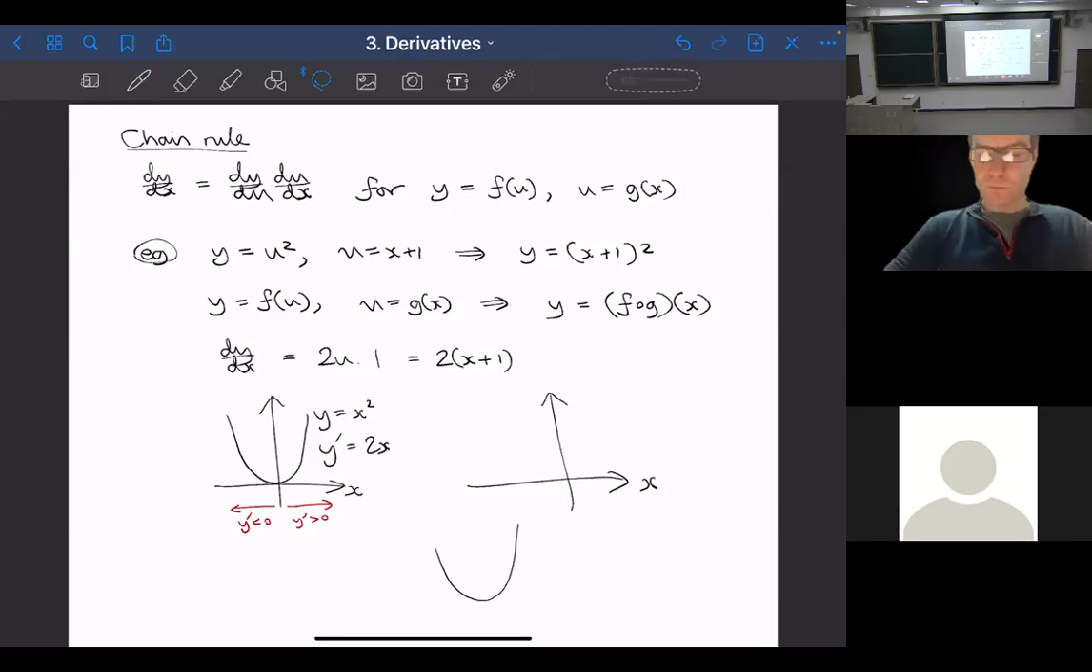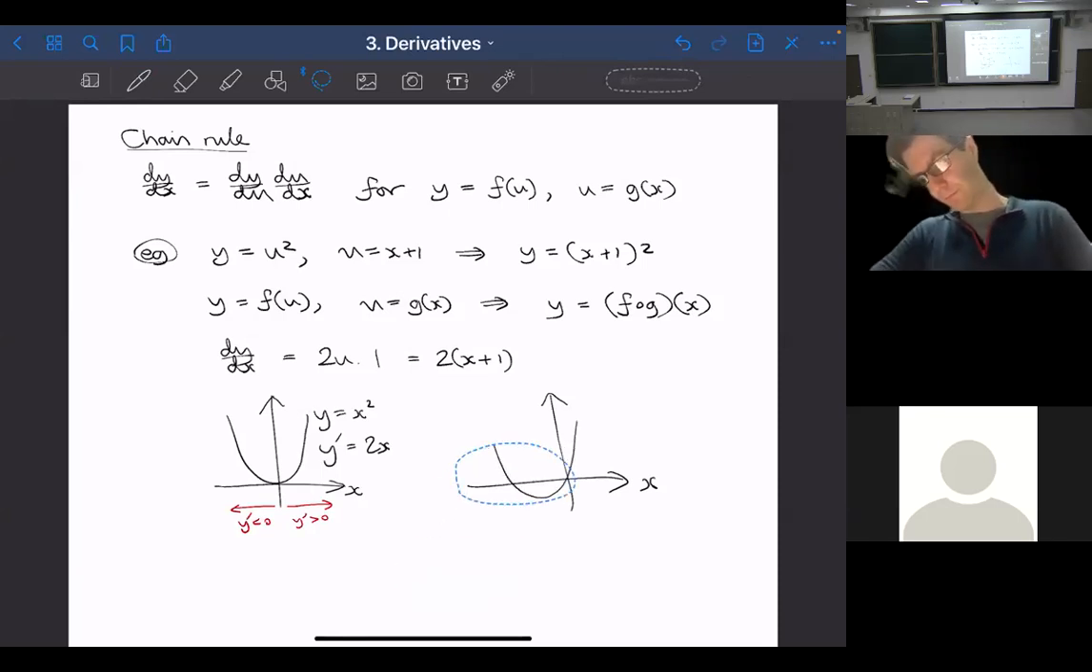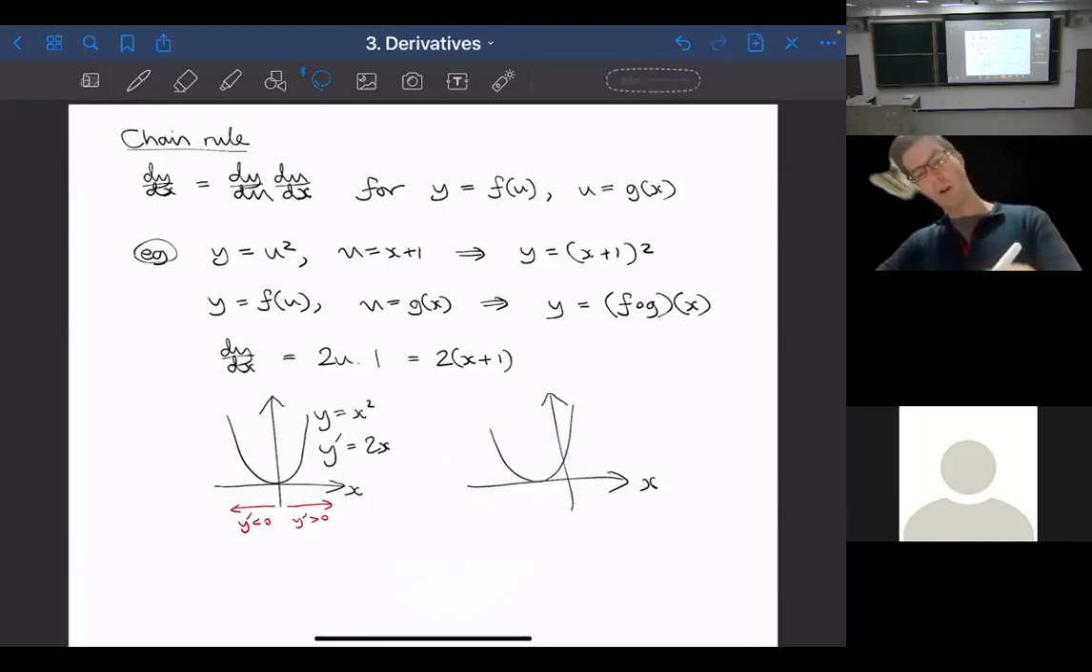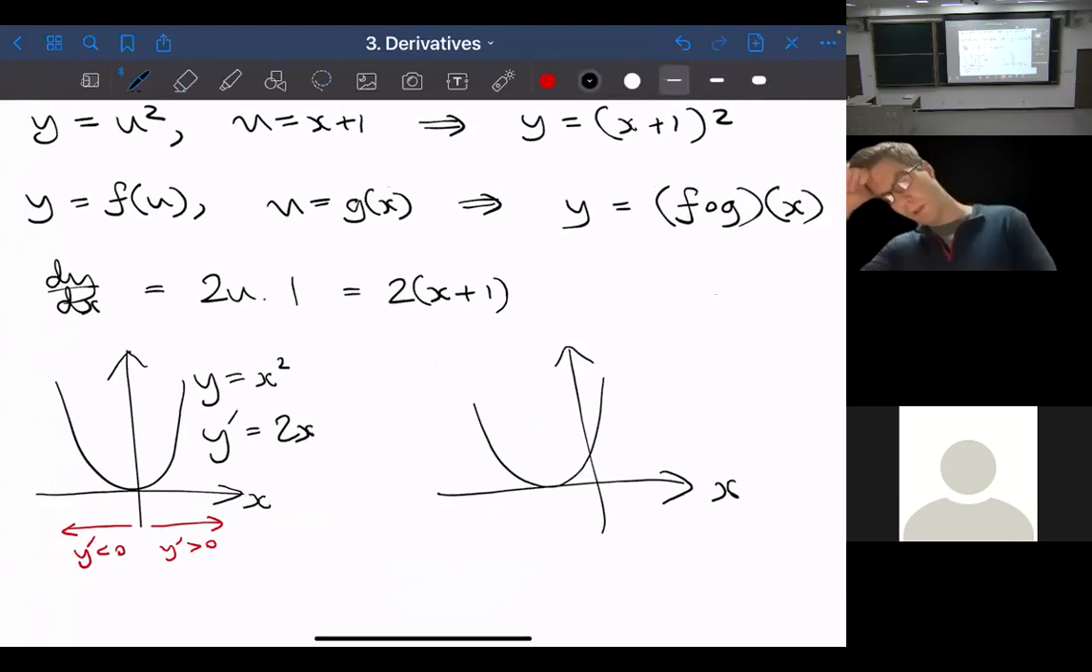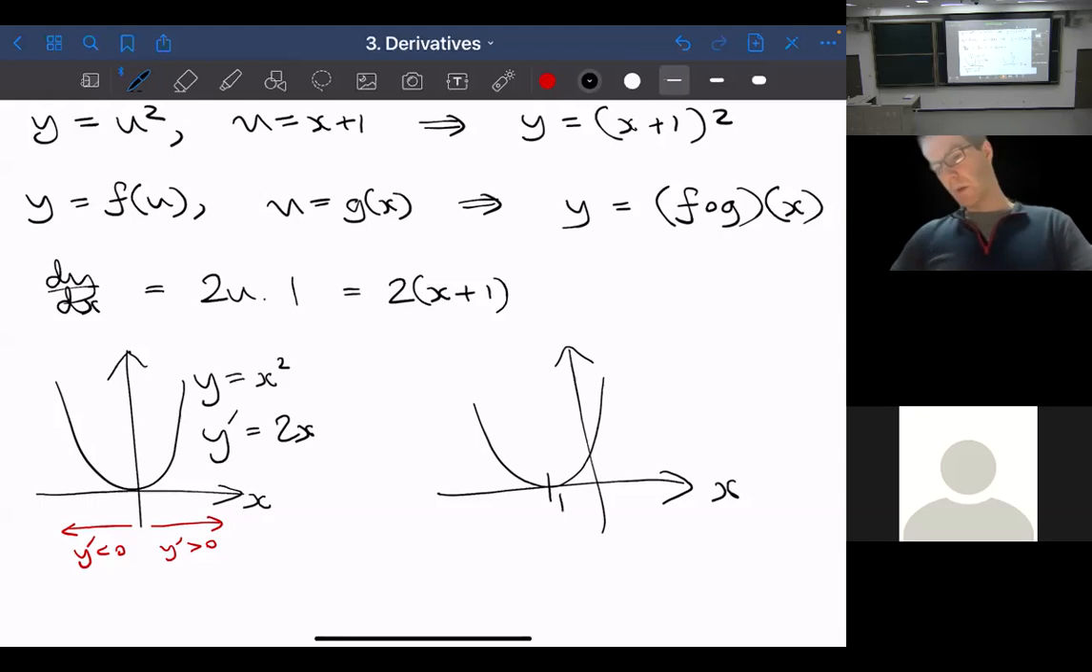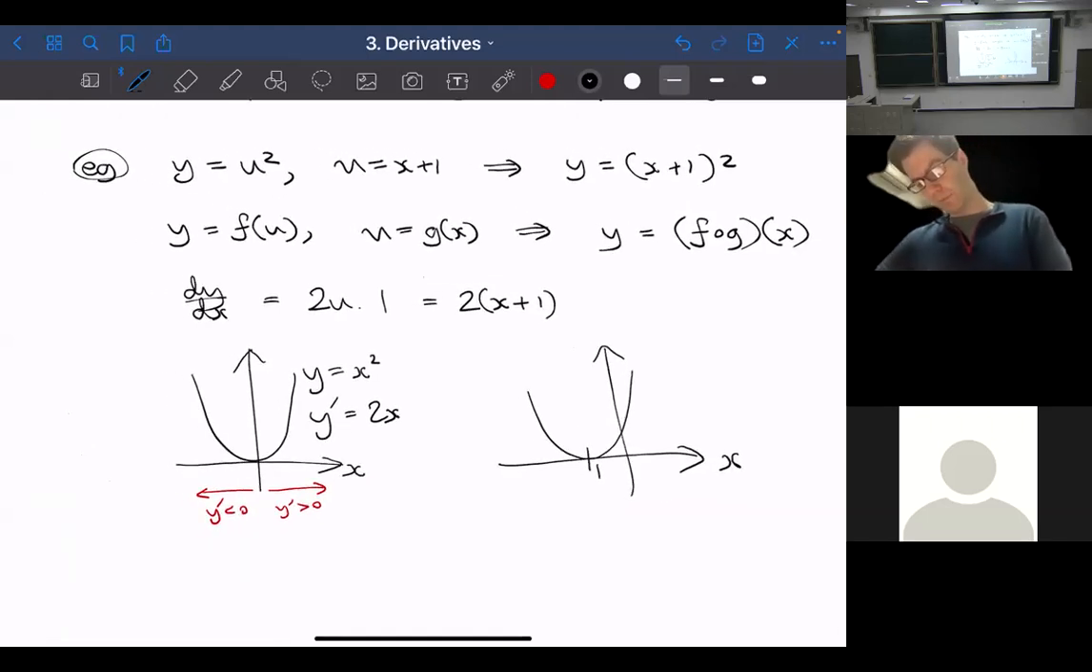Well, remember, if you have a graph and you replace x, the independent variable, with x plus 1, then that shifts the graph horizontally, shifts it to the left. So we get a graph like this. So this point, which used to be 0, is now 1. And what's the y-intercept? Well, that's 1 as well, just the value when x is 0.